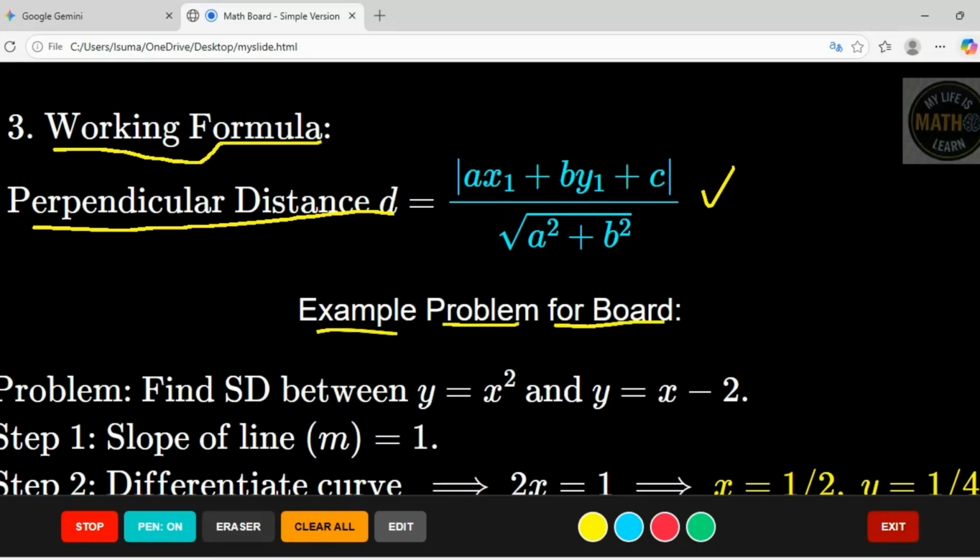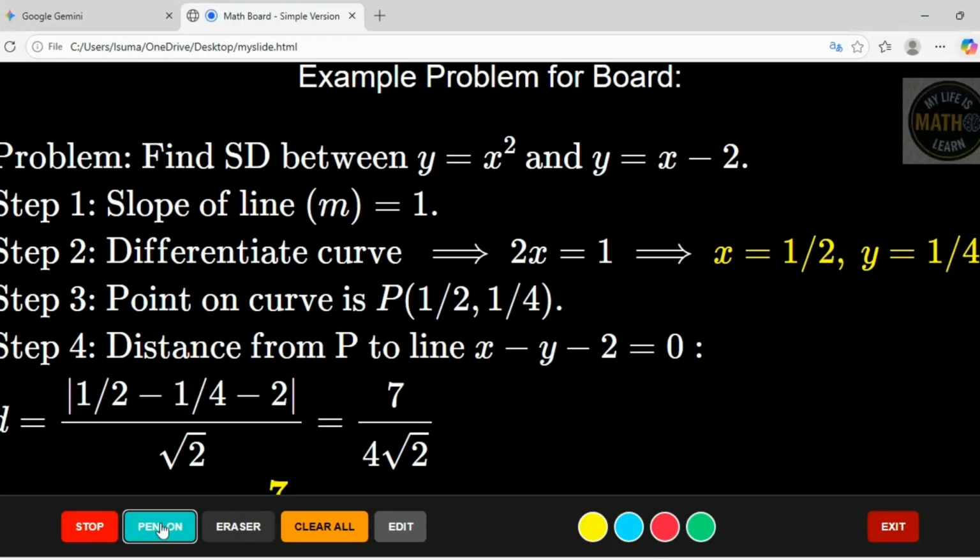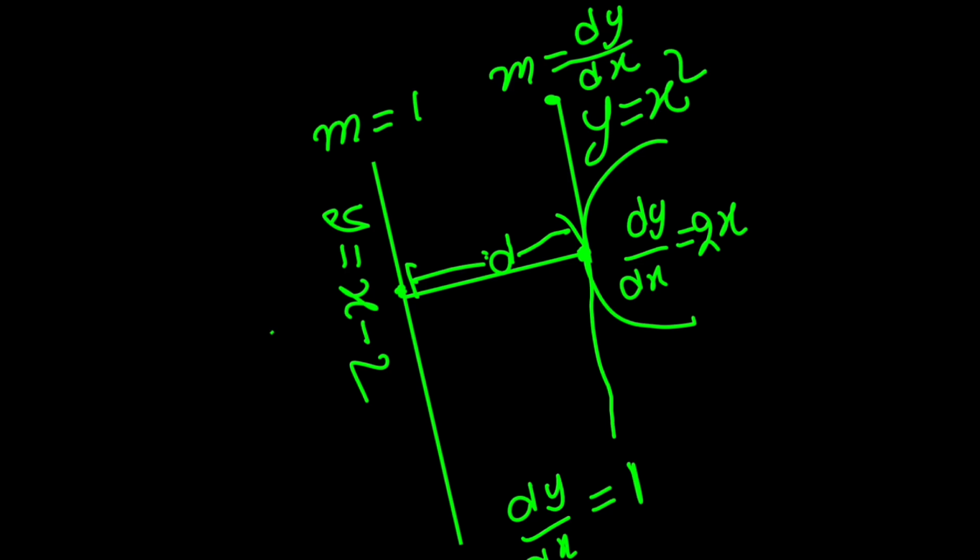Example problem for board: find the shortest distance between y is equal to x square and y is equal to x minus 2. The slope of the line is m is equal to 1, and the slope of the tangent at a point is m is equal to dy by dx. For y is equal to x square, the slope dy by dx is equal to 2x. Here dy by dx is equal to 1, already given to us.